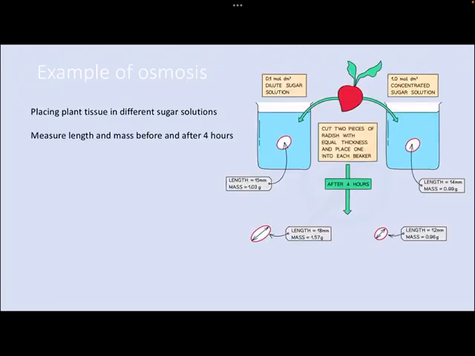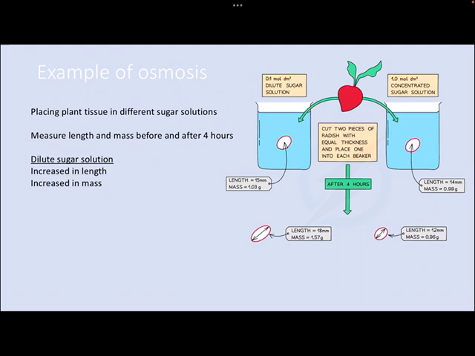So an example that we could look at here of osmosis is placing plant tissue into different sugar solutions. So we have a dilute sugar solution on the left and a more concentrated sugar solution on the right. The length and the mass is taken at the beginning, and then 4 hours later the length and the mass is taken again. If we look at the solution on the left, the dilute sugar solution, we can see that after 4 hours the length and the mass have both increased.